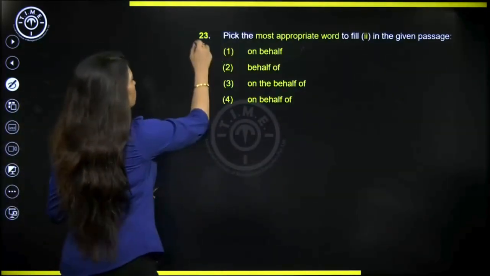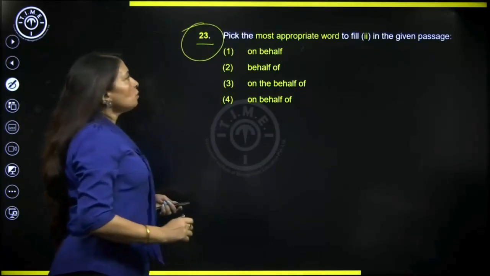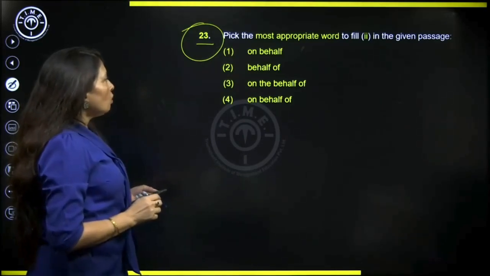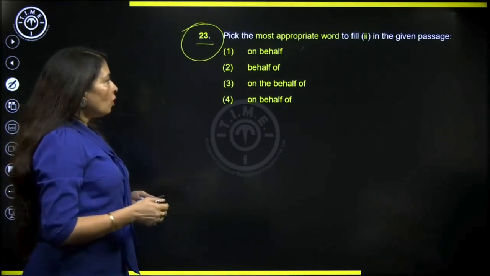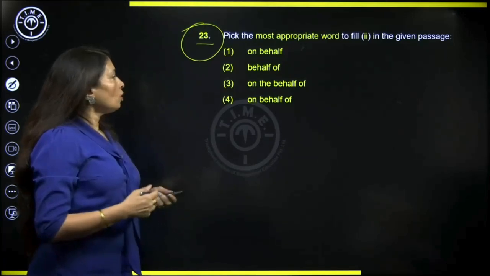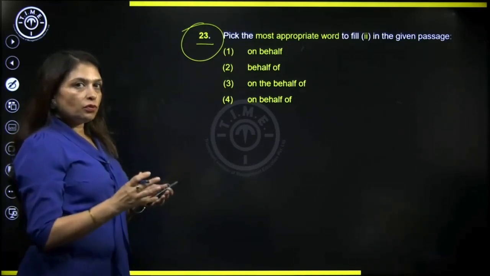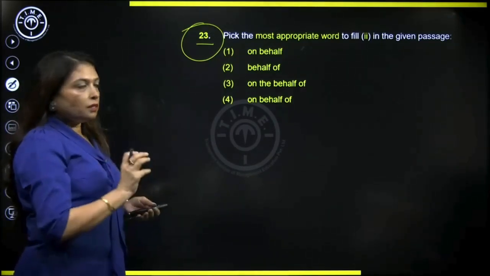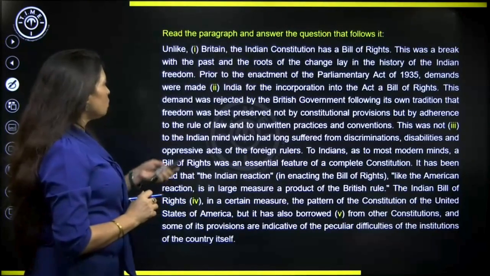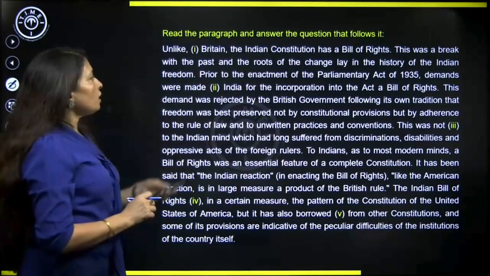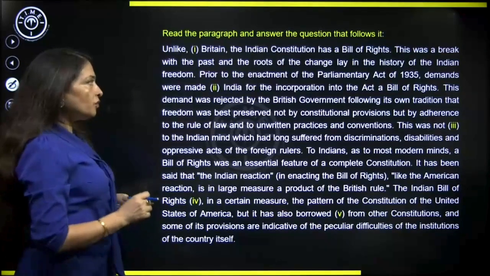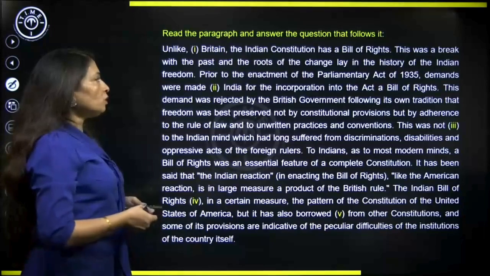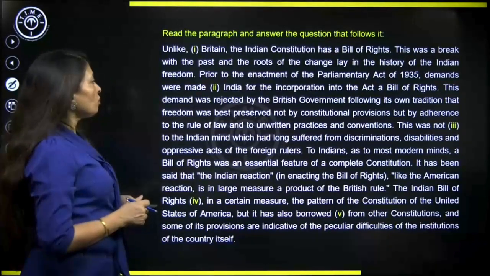We have question number 23. Pick the most appropriate word to fill 2 in the given passage. On behalf, behalf of, on the behalf of, or on behalf of. So again, it's confusing. Come back to this after reading the part in which that number is mentioned. So it's here. Prior to the enactment of the Parliamentary Act of 1935, demands were made India for the incorporation into the Act a Bill of Rights.